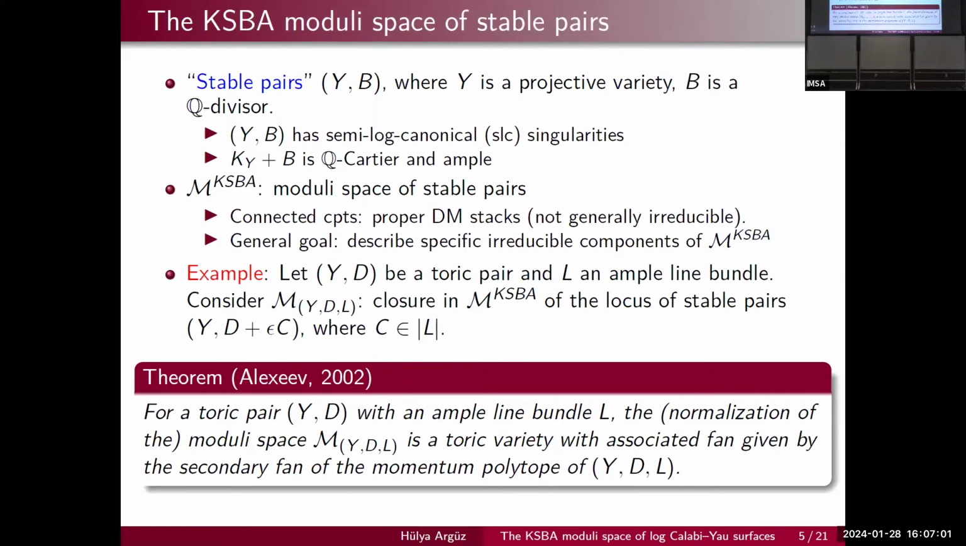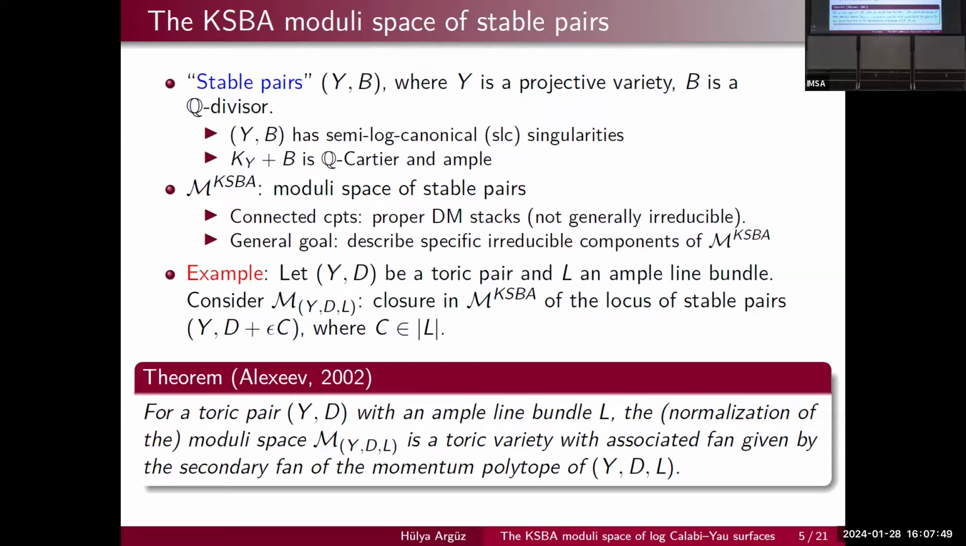So generally, KSBA moduli space is something that works in higher dimensions. It's a higher dimensional generalization of this idea of moduli space of curves. So in the KSBA moduli space, we look at stable pairs (Y, B), where Y is a projective variety and B is a Q-divisor, such that (Y, B) has SLC singularities, which appear in the minimal model program. These are, you can think of them just as higher dimensional analogs of a nodal singularity on a curve. And K_Y + B is Q-Cartier and ample is the analogous stability condition in this setup.